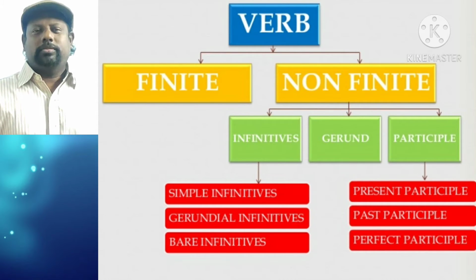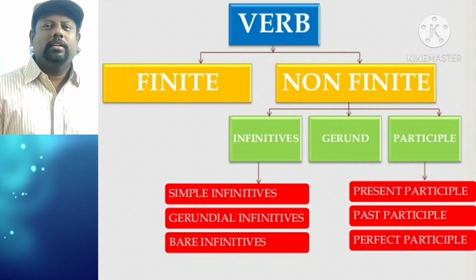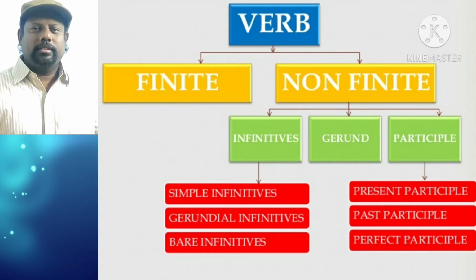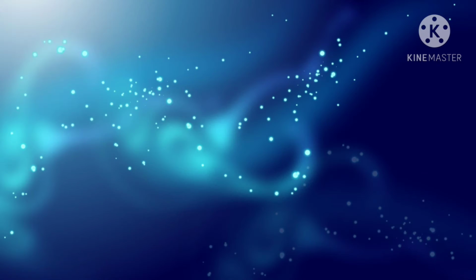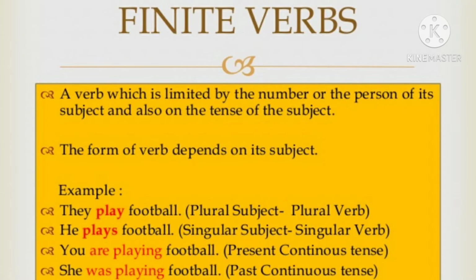Let's move on to the first one, that is finite verb. Let's learn about finite verbs. What is a finite verb? A verb which is limited by the number, person, subject and tense, as we have just discussed, is called a finite verb. It means the form of the verb depends on its subject.